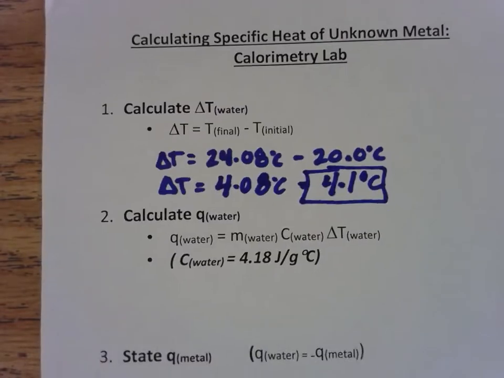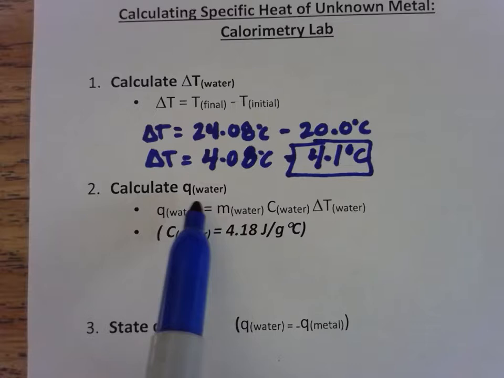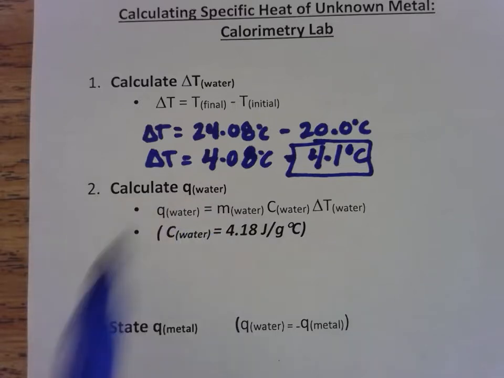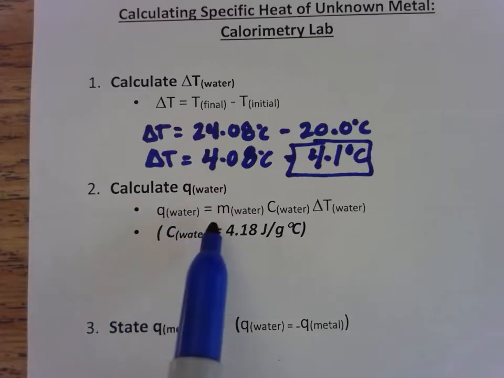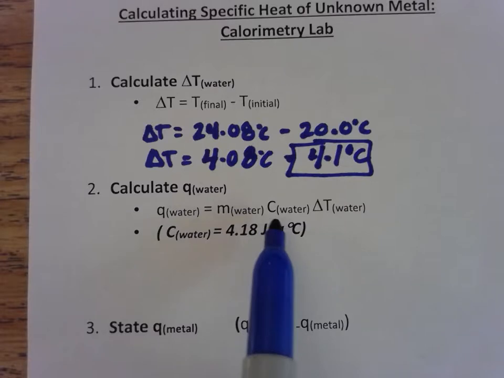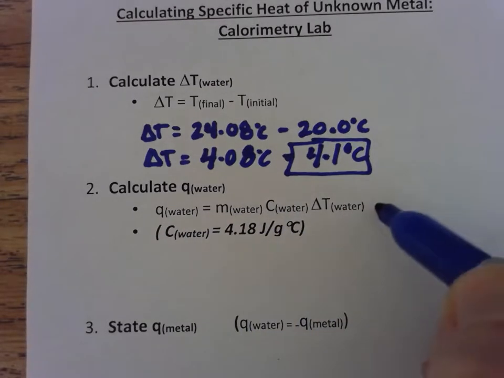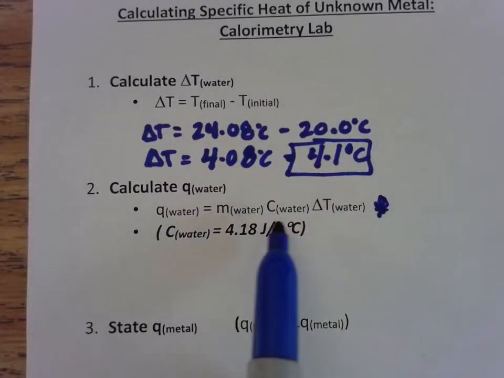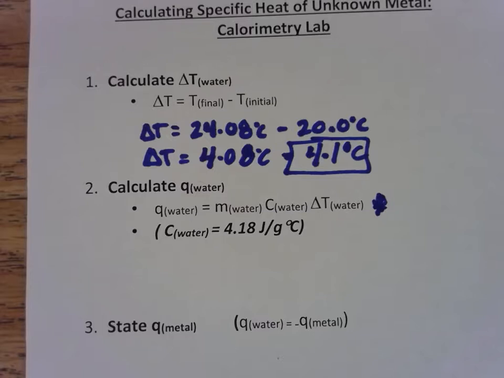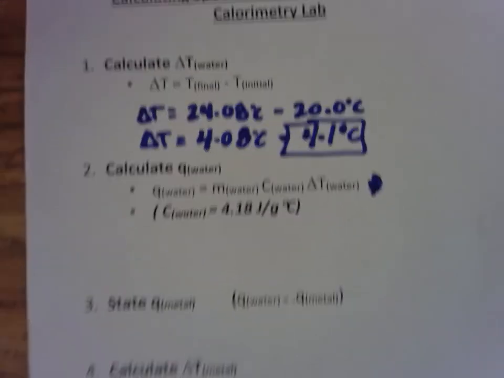Now we're going to calculate the Q, or the heat, or the energy of water. So Q water is equal to the mass of water times the specific heat of water times the change in temperature of water. If it says Q water, you have to make sure you have all your values for water. That's one place that we make mistakes, right?